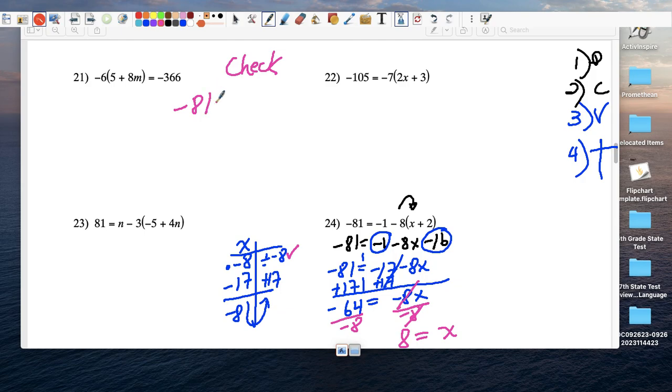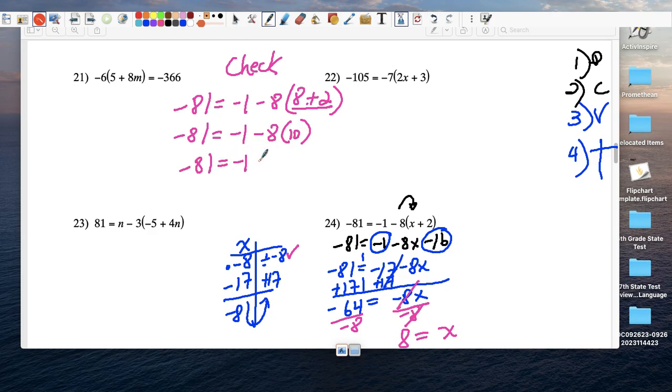Negative 81 equals negative 1 minus 8, and then instead of the x here, I'm going to put 8. 8 plus 2. Negative 81. And you can put this in your calculator, right? So negative 1 minus 8, and what's 8 plus 2? 8 plus 2 is 10. So let me put that in parentheses. 10. Negative 81 equals negative 1. What's negative 8 times 10? It's negative 80. And if you combine that, your left side and your right side are going to be the same.